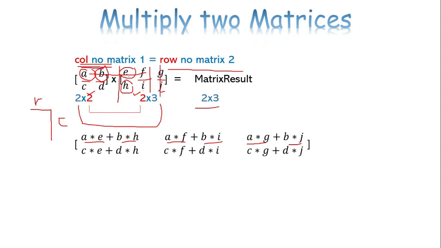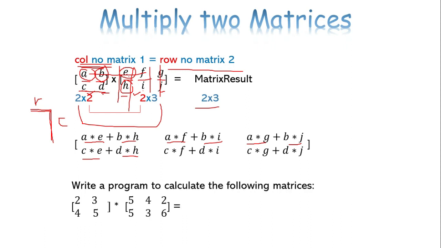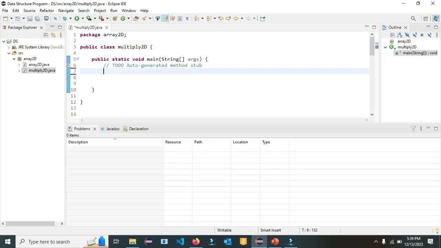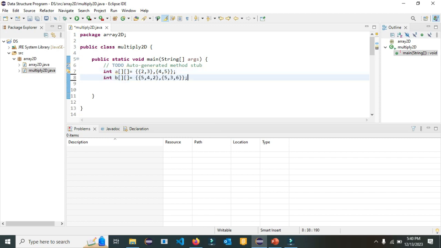The same thing for the second row. Now let's see this example. Write a program to calculate the following matrices. We will see the application in Java programming using Eclipse. So our first job here is to declare and initialize the first matrix like this. Here I name it matrix A, and then we will also declare and initialize the second matrix like this.